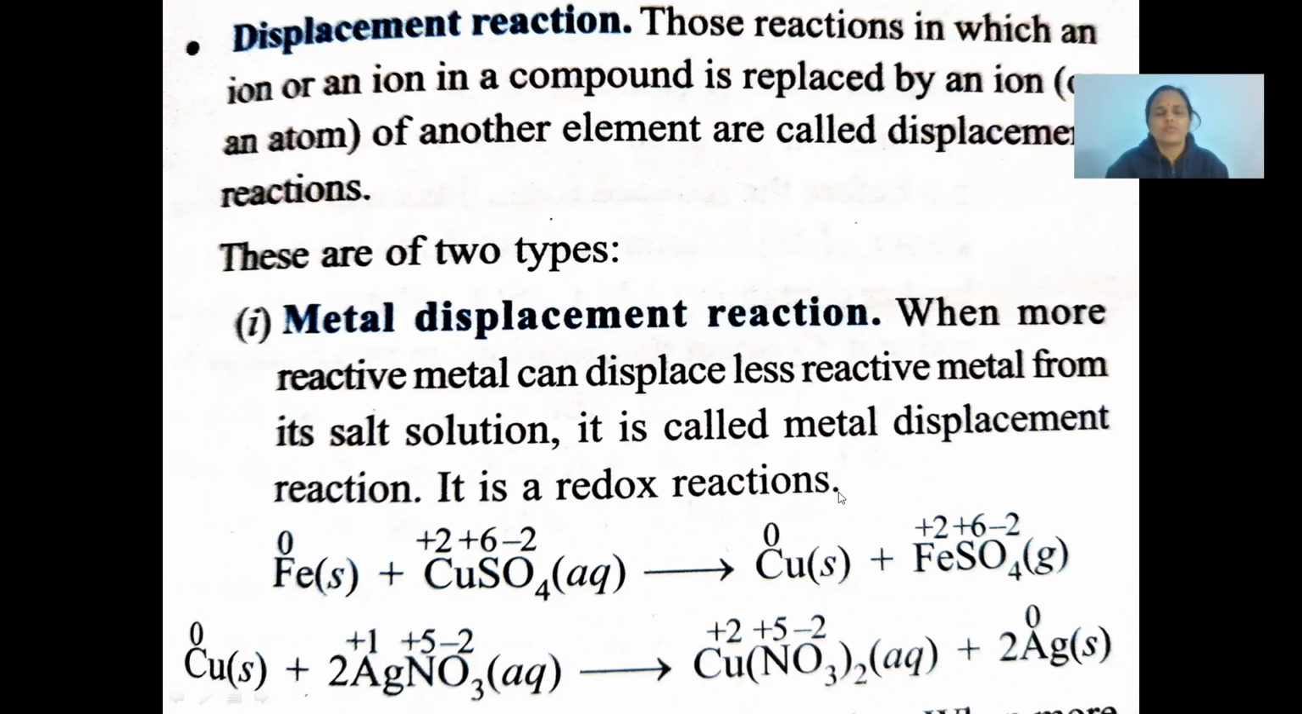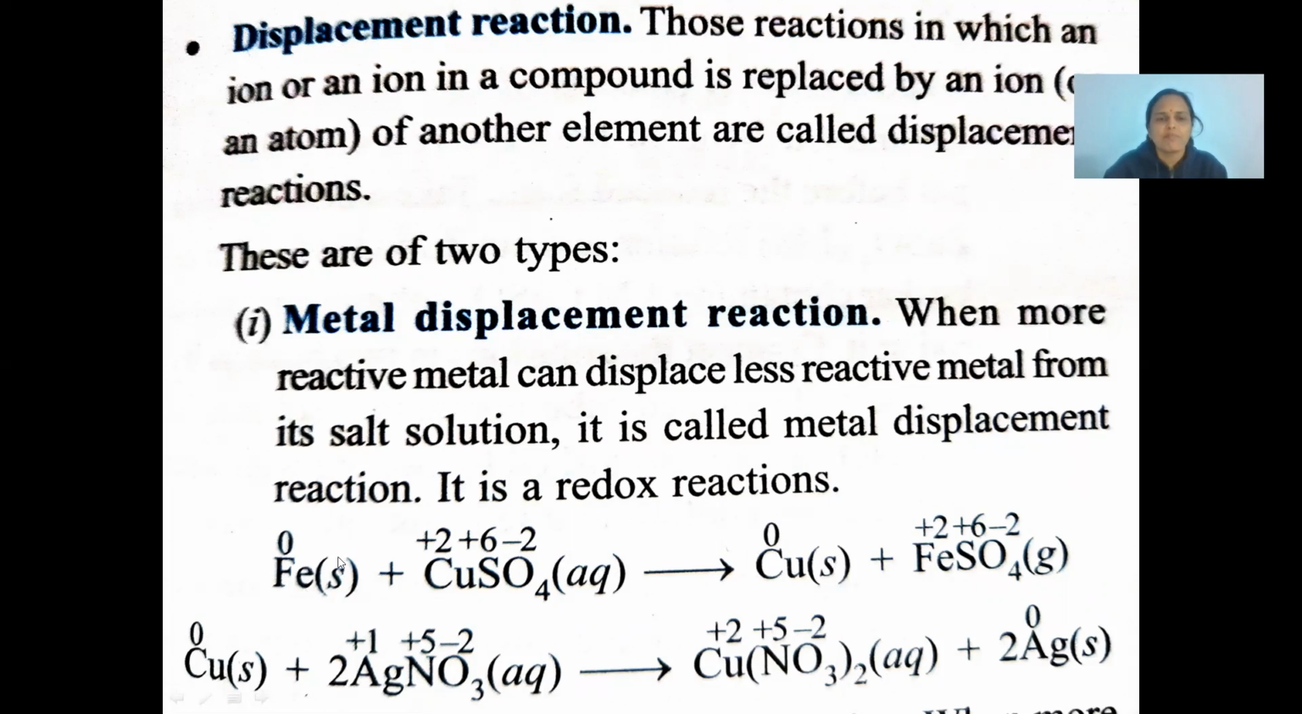The third type of reaction I would like to discuss is displacement reaction. Those reactions in which an ion in a compound is replaced by an ion of another element are called displacement reactions. And these are of two types: metal displacement reaction and non-metal displacement reaction. In a metal displacement reaction, a more reactive metal displaces a less reactive metal from its salt solution, and it is a case of redox reaction.